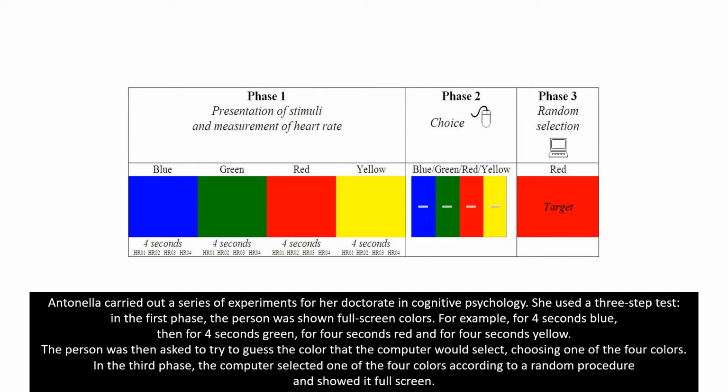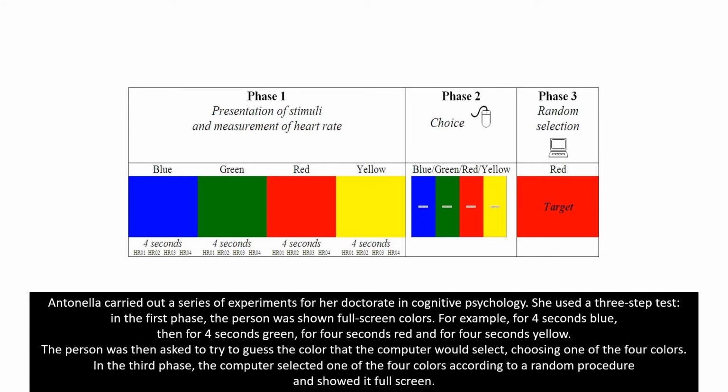Antonella carried out a series of experiments for her doctorate in cognitive psychology. She used a three-step test. In the first phase, the person was shown full-screen colors, for example, for 4 seconds blue, then for 4 seconds green, for 4 seconds red, and for 4 seconds yellow.